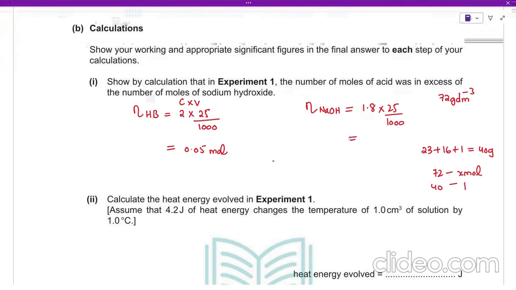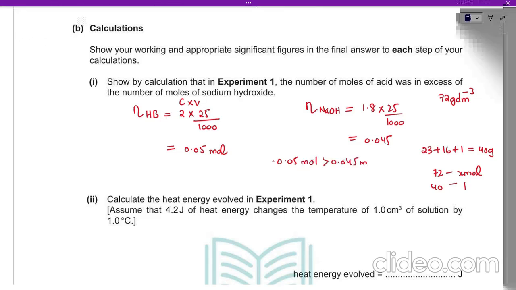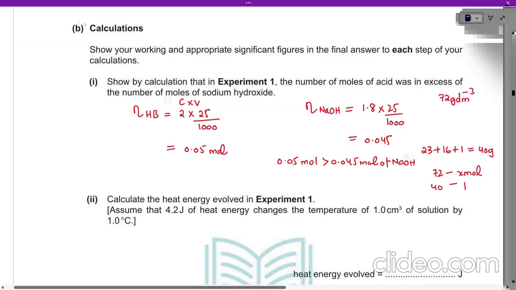So 1.8 into 25 divided by 1000, it will be 0.045. Now we have shown that the number of moles of acid are in excess. So 0.05 mole is greater than 0.045 mole of NaOH. So acid is in excess.